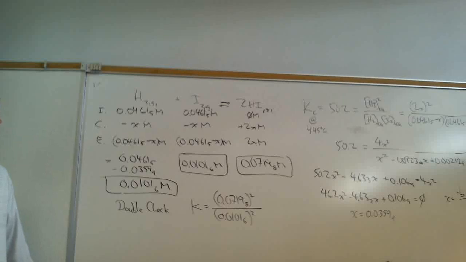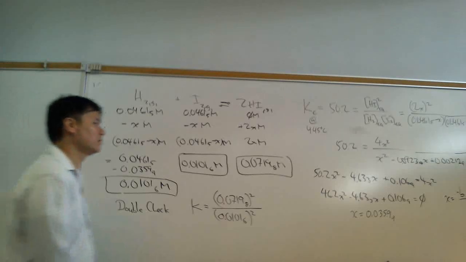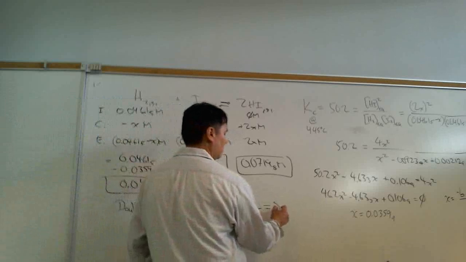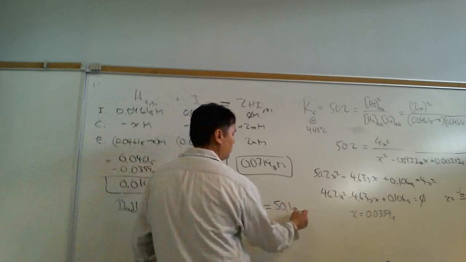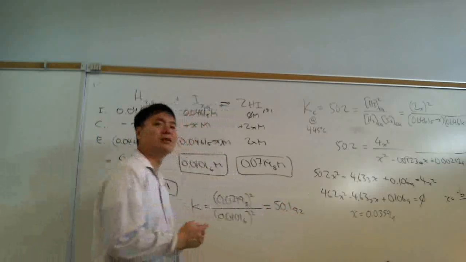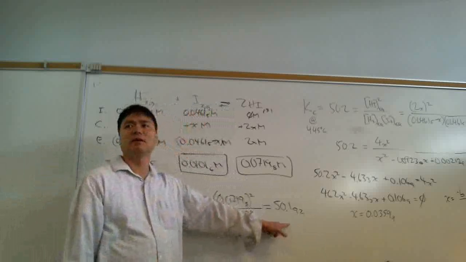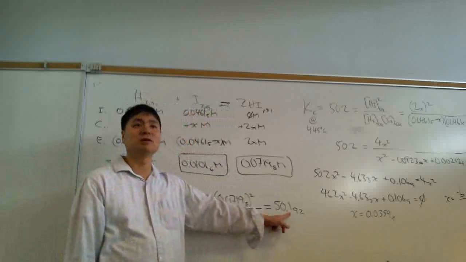Hopefully it comes out to 50.2. Did it? What does it come out to? Actually, give me more digits. 50.192. Is that close enough for a round off error? Yeah. In fact, it rounds to 50.2, and this is what you're looking for.